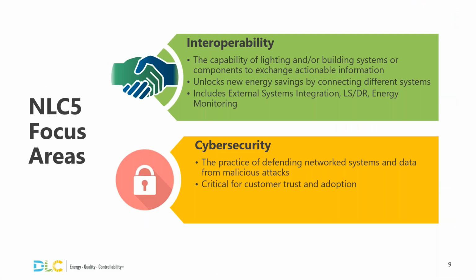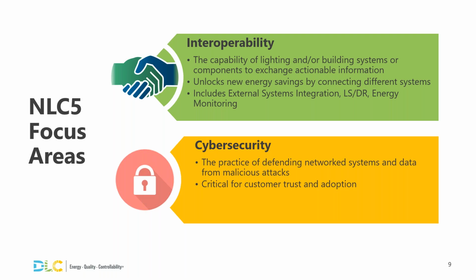We have focused on two topics this year. First is interoperability, which enables lighting and other building systems and components to connect with each other and exchange actionable data so they can operate in a well-defined and appropriate way. This will unlock new energy savings, for instance, by sharing lighting occupancy data with an HVAC system. It can also go beyond that to building optimization and grid integration. We've included energy monitoring in this topic, where NLC systems report their performance to utility programs, as one example of communications between NLC systems and the outside world.